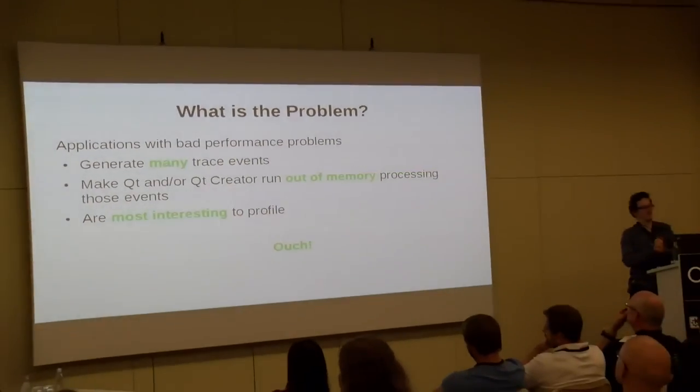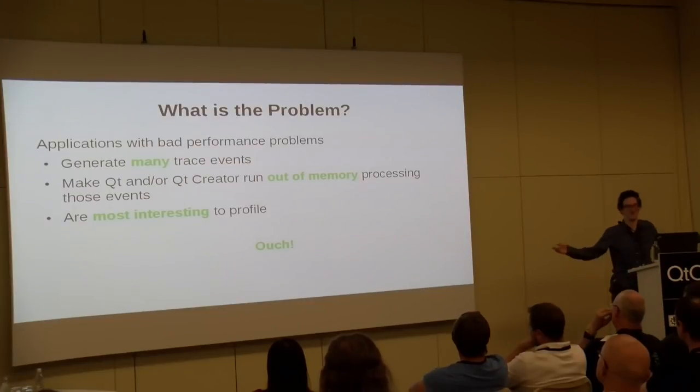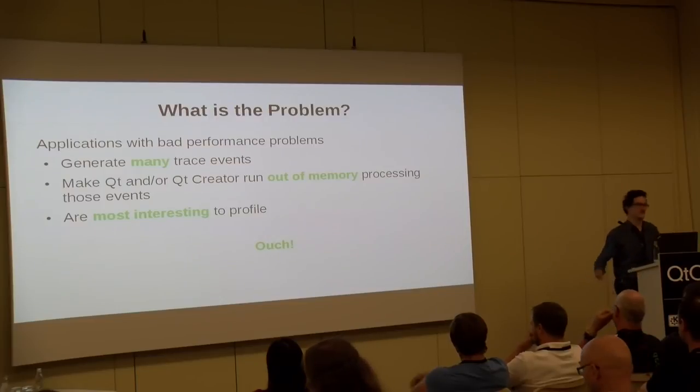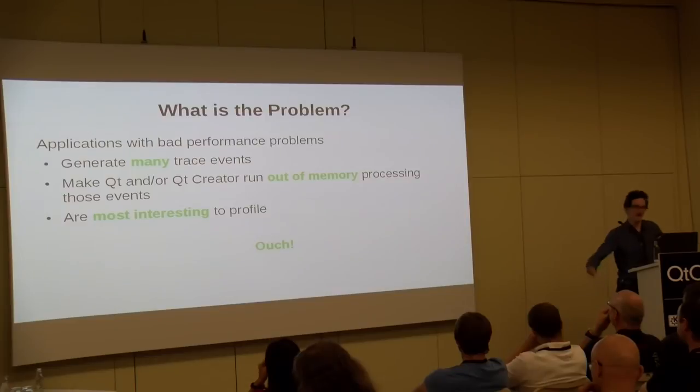Basically, you have an application that performs badly. Why is it performing badly? Because it does a lot of things. It runs a lot of JavaScript functions. It executes a lot of bindings, sets a lot of signals around. All that stuff makes it generate a lot of trace data.